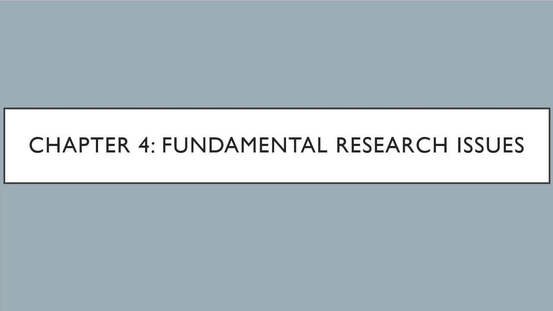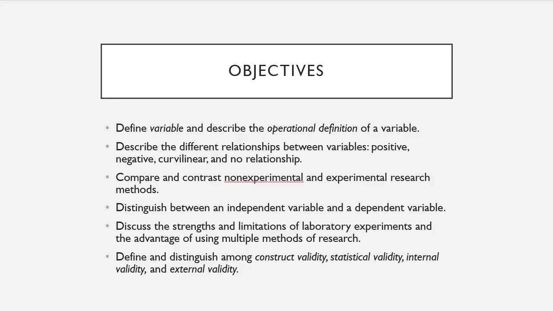So let's take a look at the objectives for this chapter before we jump into it. We want to be able to define a variable and describe the operational definition of a variable. This is going to be very important for both research methods and for statistics. Describe the different relationships between variables, and really what we're looking at is the relationship between scale variables, so the positive, negative, curvilinear, no relationship. That's kind of all code for correlation. We'll talk about that in a moment.